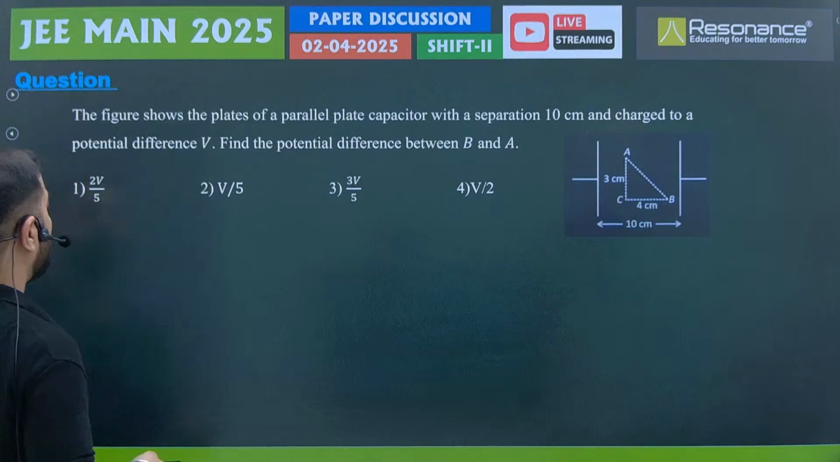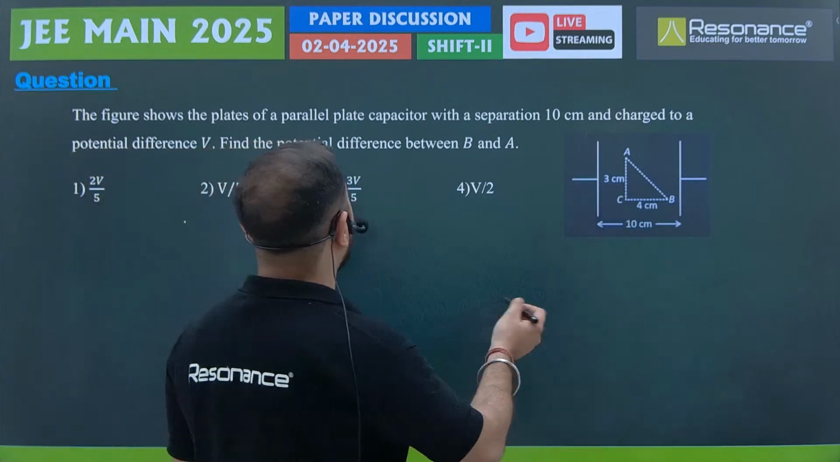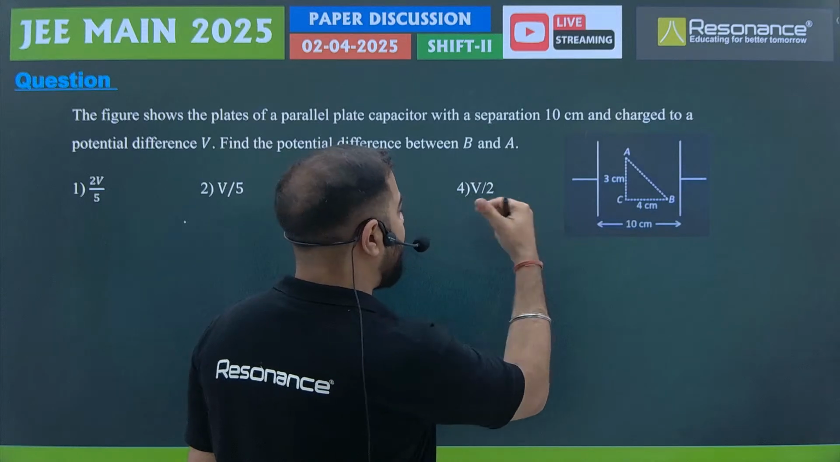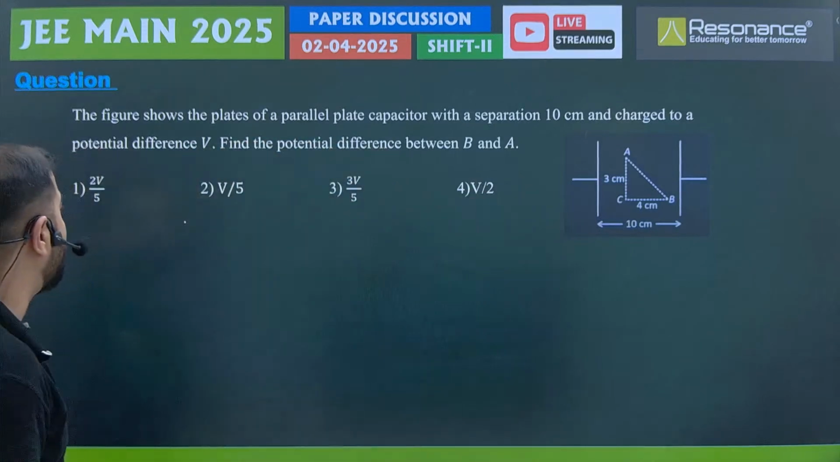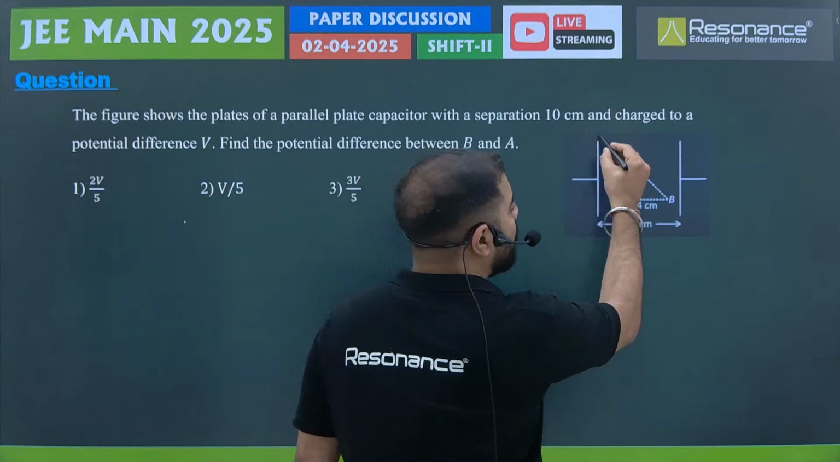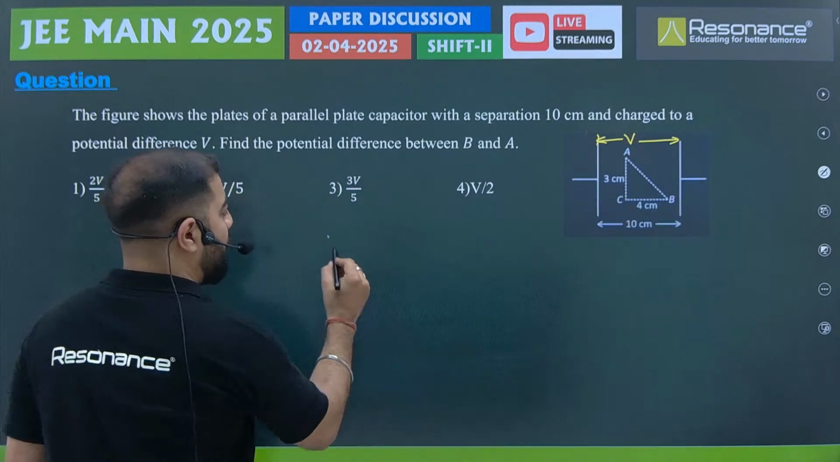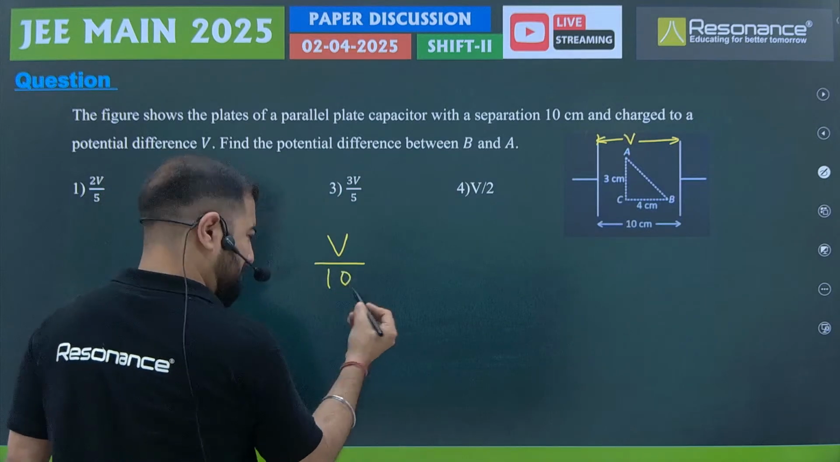Okay. Fine. So the figure shows the plates of a parallel plate capacitor with a separation of 10 centimeter and charged to a potential difference of V. Find the potential between A and B. So this potential difference is total V, right? So what is the potential gradient? V by 10 centimeter.